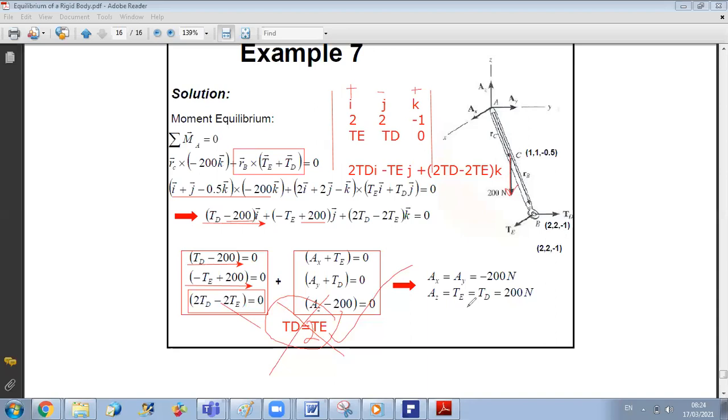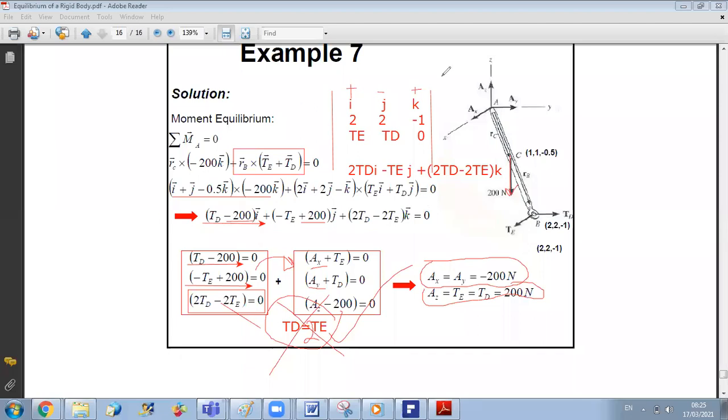So here, once I get from these three relations TE and TD, then I replace back into the three equations of sum of forces equals 0. I can get then what is AX and what is AY, because already AZ is 200. Since AX is minus TE and AY is minus TD, so AX equal AY equals minus 200, while AZ equal TE equal TD equals 200. Any question on this problem?